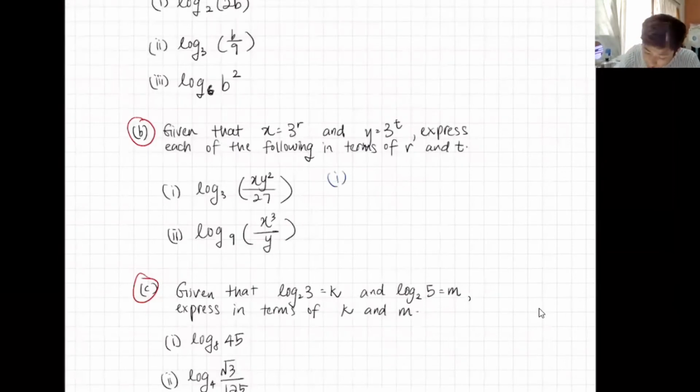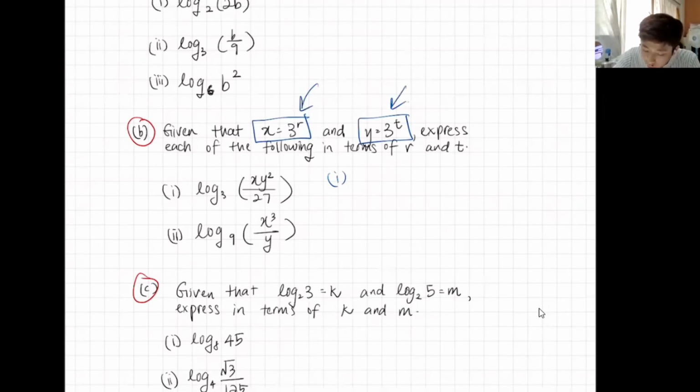First of all, you must see what they give you. x is equal to 3 to the power of r and y is equal to 3 to the power of t. So this is another type of question you might want to take note of. What you do is you take log base 3 for this one. I'll explain to you why I do it. So you take log base 3.